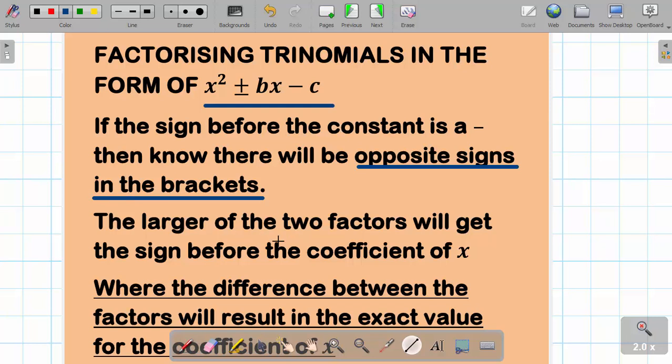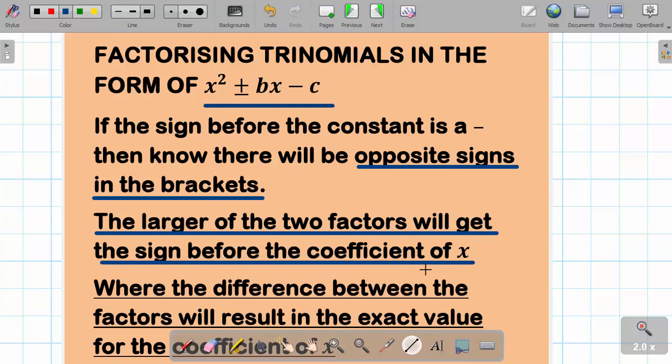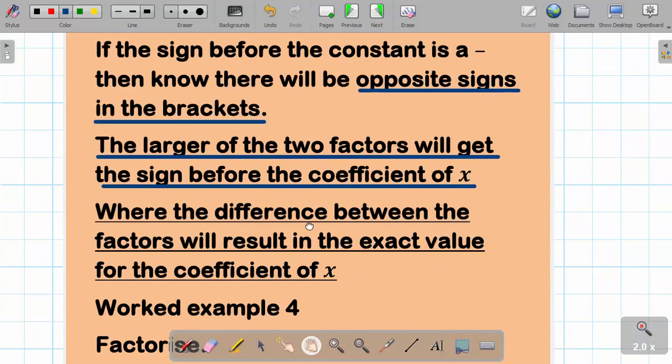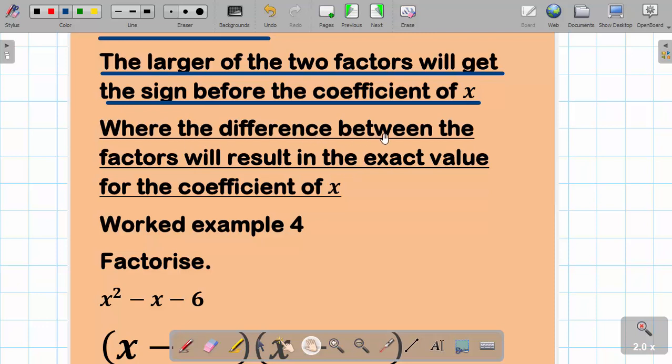And then the larger of the two factors will get the sign before the coefficient of x. Take note of this, guys. We are saying that the larger of the two factors will get the sign before the coefficient of x, such that the difference between the factors will result in the exact value for the coefficient of x. Let me explain it properly.